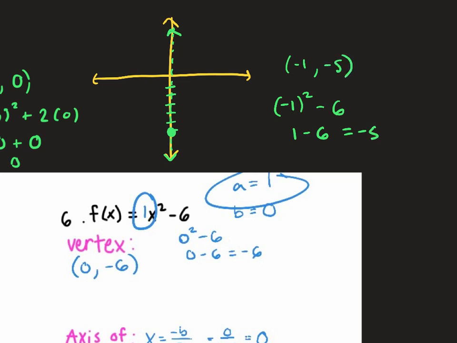So let's graph that point. We go to the left 1, down 5. What is our third point going to be? Same thing on the opposite side. Once we have our 3 points, we just draw our parabola.